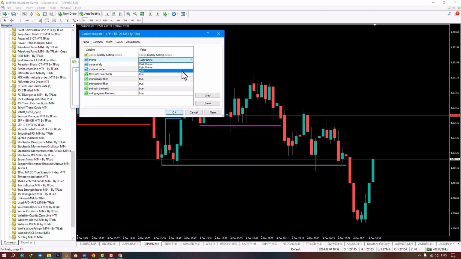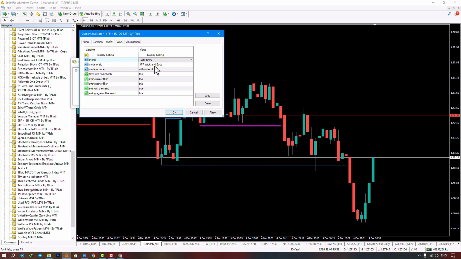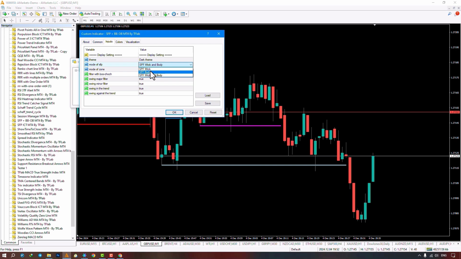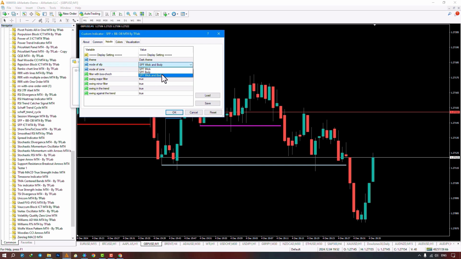The next section is about the method of calculating swing failure patterns, which can be based on the shadow, the body, or both the shadow and the body. For example, here, in this range, by identifying this level and the price moving upwards, and then returning to its range, it can be based on the shadow, the body, or both.